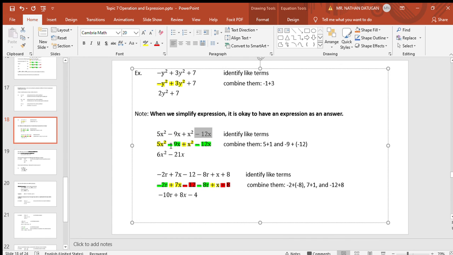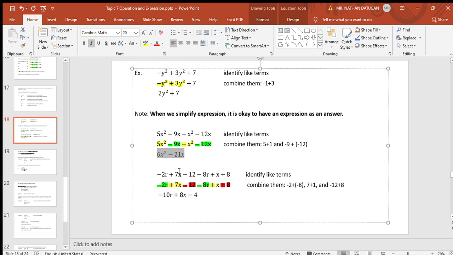Now let's move on to the next term, negative 9x. Negative 9x has a like term with negative 12x. You add them, negative 9 plus negative 12 should give you guys negative 21x. So that's your final answer, 6x squared minus 21x. Now the last one is a bit long. 2x squared, negative 2x plus 7x minus 12 minus 8x. Oh, my bad, it's r.